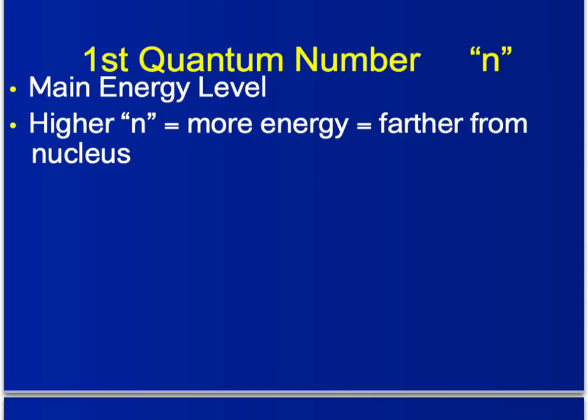The first quantum number, we describe it with the letter N. Remember how we sometimes would say that the atomic number is Z. Here we're giving this just a general letter N. This is the main energy level, and so the higher N, the more energy, and it's further away from the nucleus. We're going to see a picture in a few minutes. This is really important. The higher the N number, the more energy is in that level, and it's further away from the center of the nucleus.